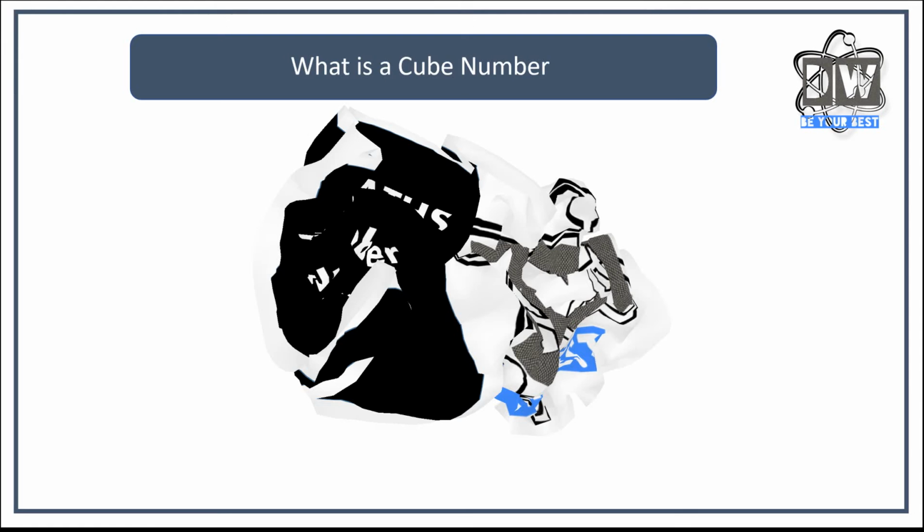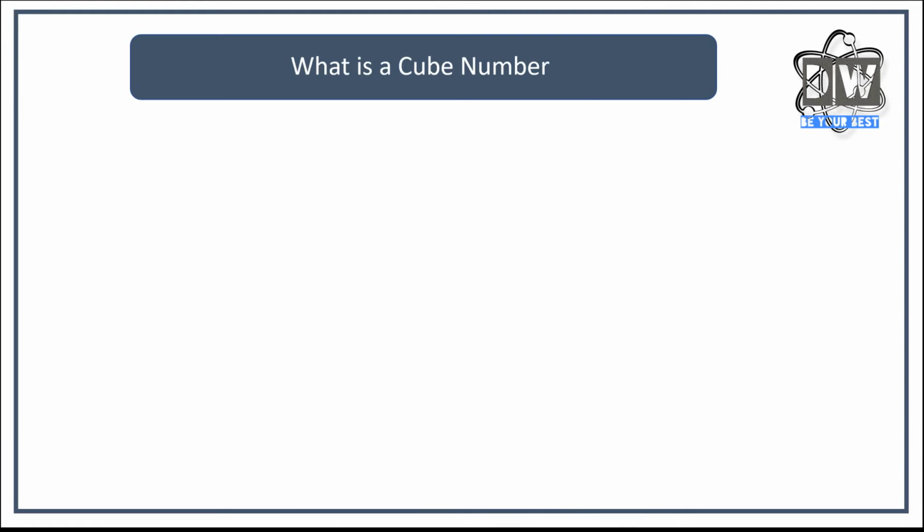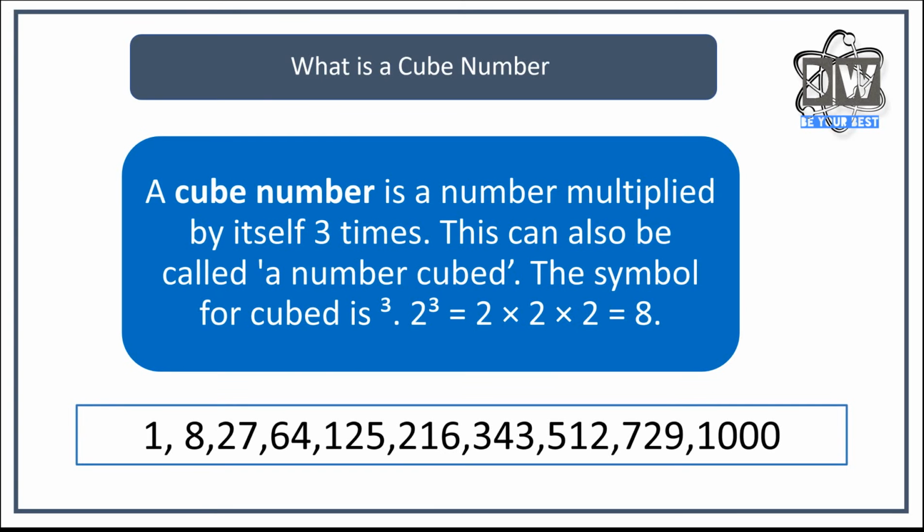Cube numbers. Okay, what is a cube number? Very simply, a cube number is a number multiplied by itself 3 times. This can also be called a number cubed. The symbol for cubed is the little 3 hanging above. A good example would be 2 cubed, which equals 2 times 2 times 2, which is 8.